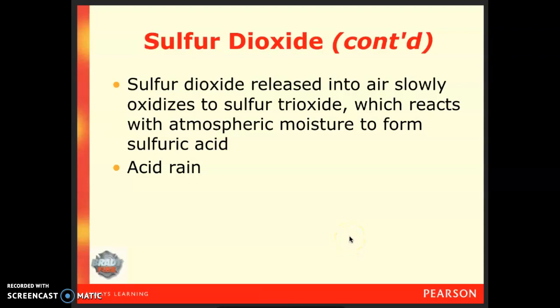Now, one thing that sulfur dioxide also does is that when it is released into the air, it will very slowly convert from sulfur dioxide to sulfur trioxide. And sulfur trioxide can react with water to make sulfuric acid. And this combination of materials, water and sulfur trioxide, give us sulfuric acid, which can travel around in rain clouds and produce acid rain.